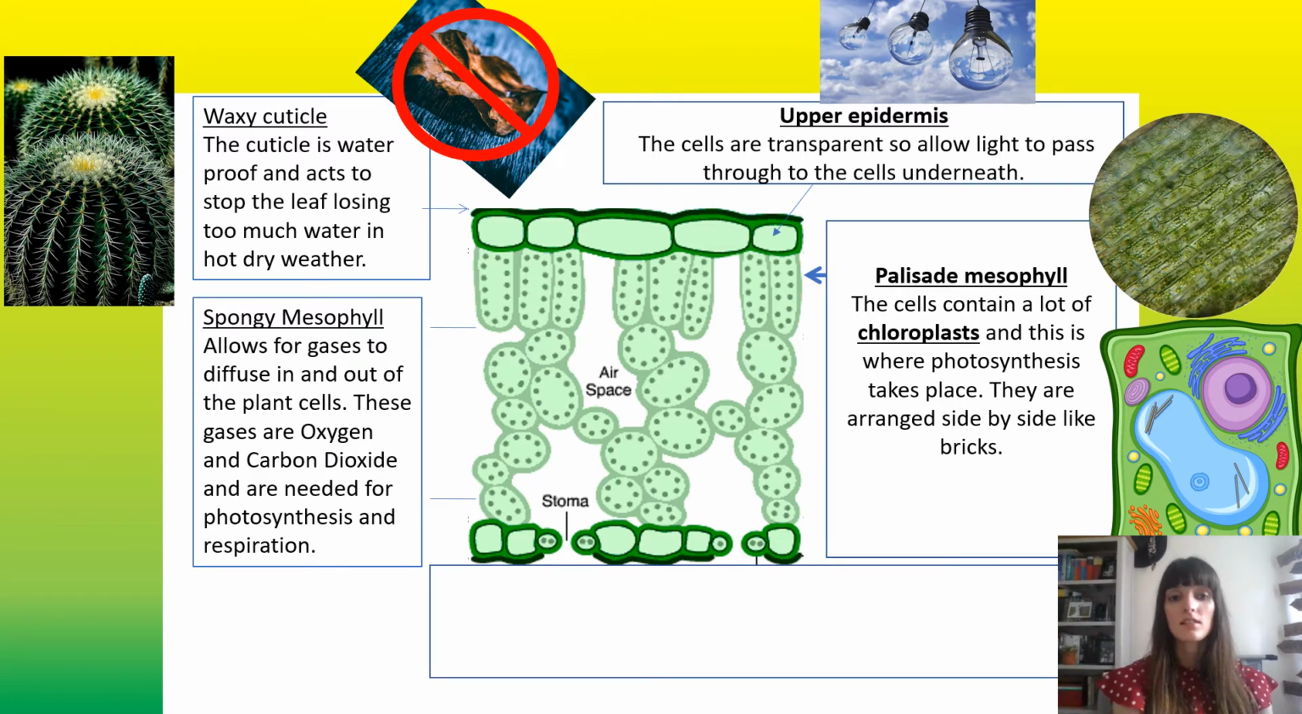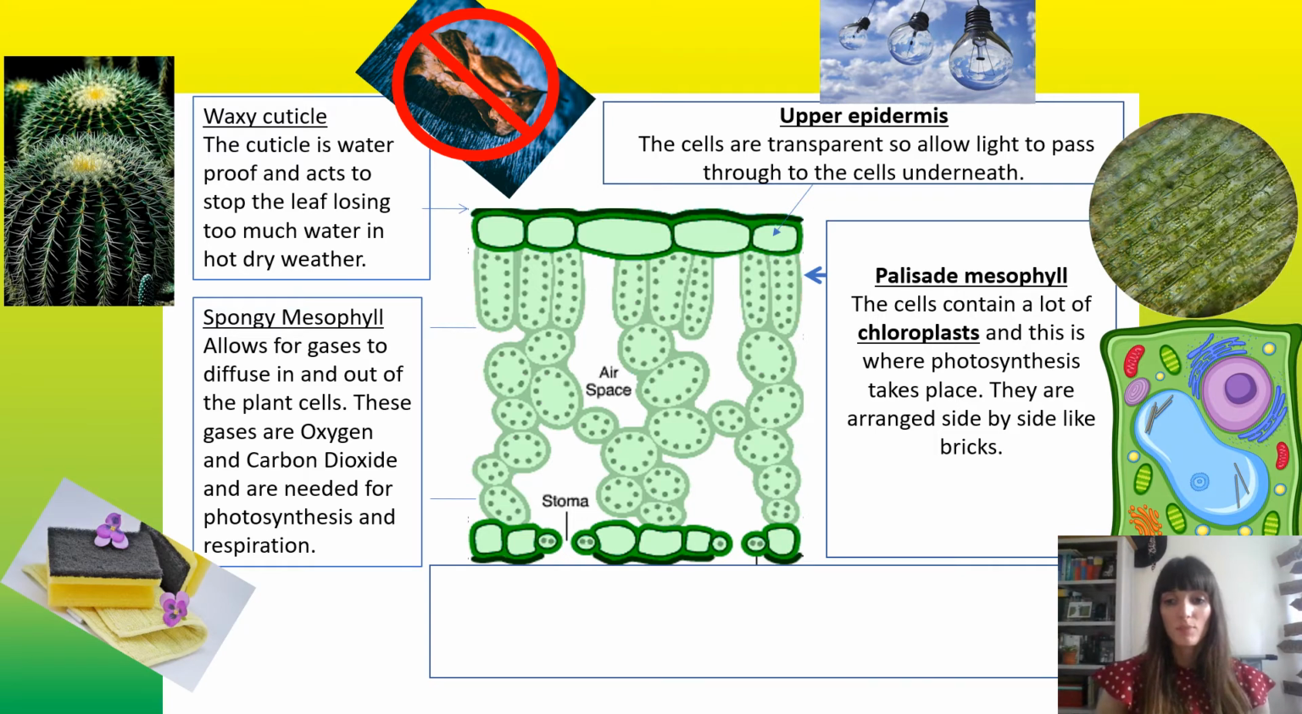It allows for gases to diffuse in and out of the plant cells. These gases are oxygen and carbon dioxide, which are needed in photosynthesis and respiration. And they're literally like a sponge, so a sponge that would absorb water. Well, in this case, it's absorbing gases and letting gases flow around to where they're needed in the leaf.